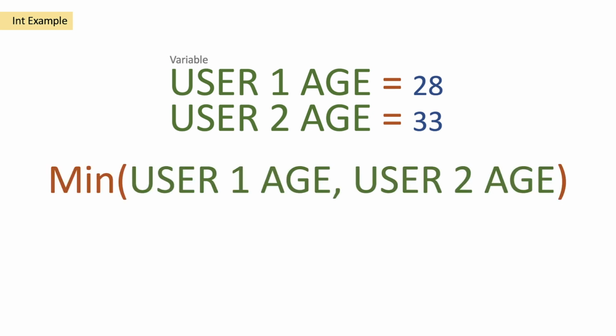Then if we pass both of these into a min function, it's going to return the lowest number. It's going to return the minimum number. What that will then do is return 28, as it's the lowest number out of 28 and 33.